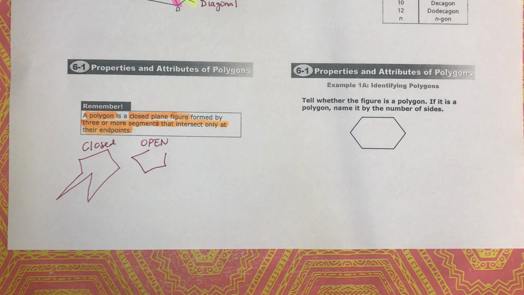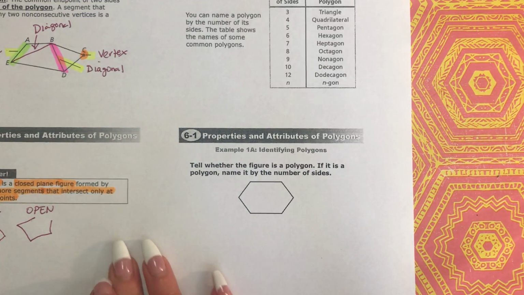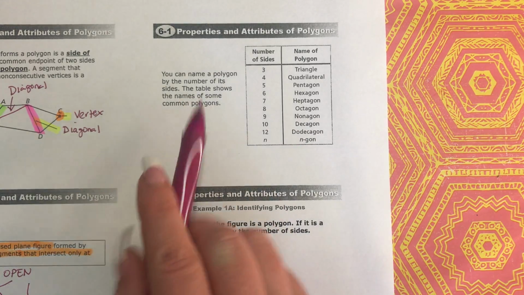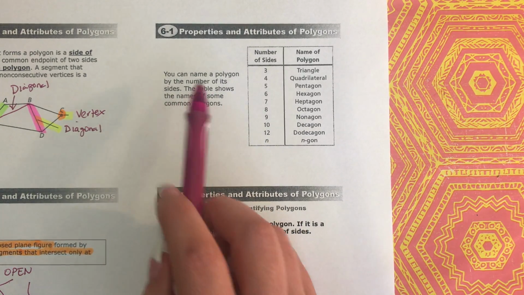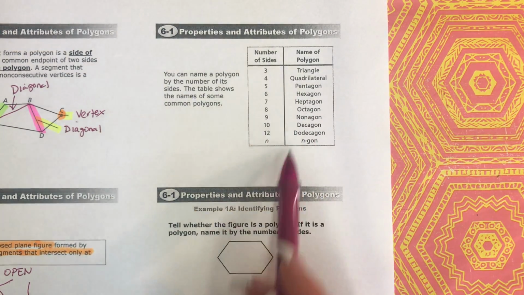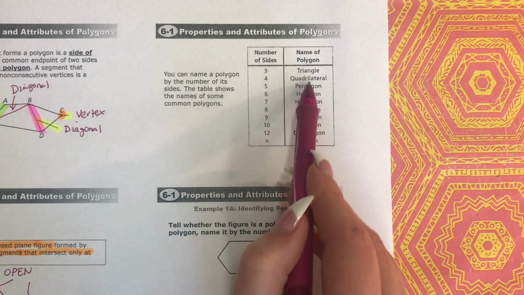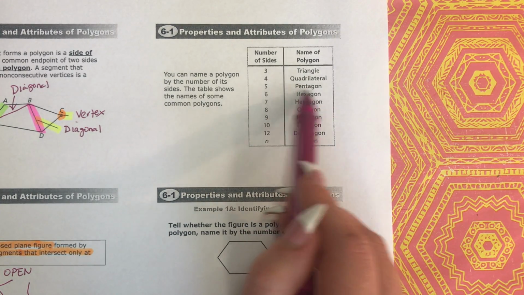All right, so a couple different polygons. There's a bunch of names, right? You can name a polygon by the number of its sides. The table shows the names of some common polygons. So this is how we're going to be classifying. If something has 3 sides, it's called a triangle. 4 sides, quadrilateral. 5 sides, pentagon.